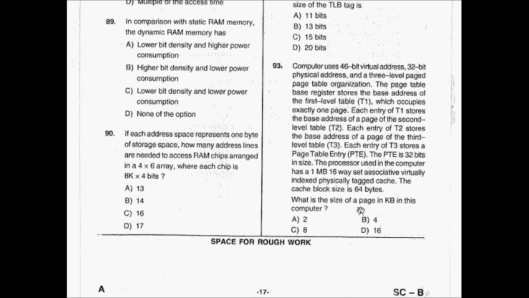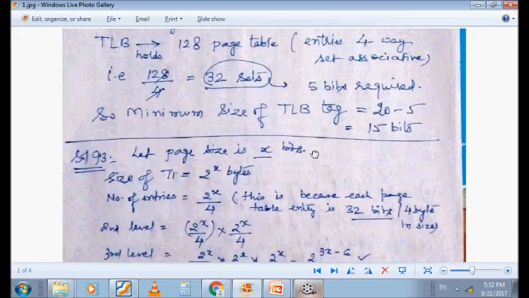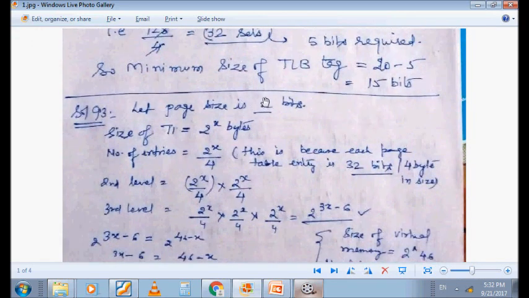Okay, so first of all, what is given: a 46-bit virtual address and a 32-bit physical address. We have to find the page size, and we assume it is x bits. Now if it is x bits, the total number of bytes it can accommodate is 2 to the power x. The number of entries in that page table is based on 32 bits, so in terms of bytes, it is 4 bytes.